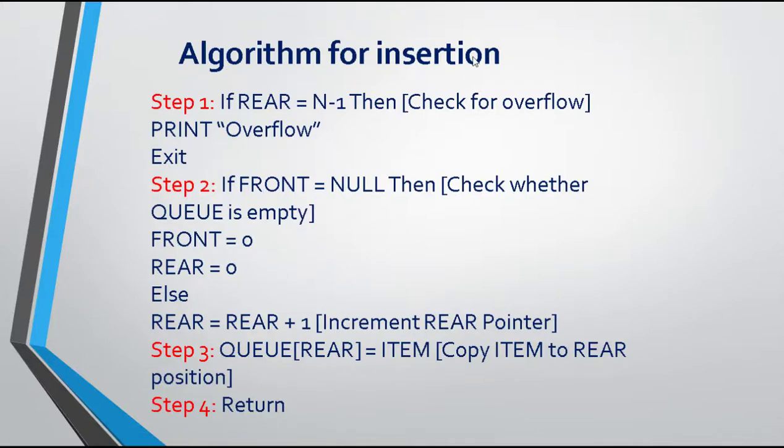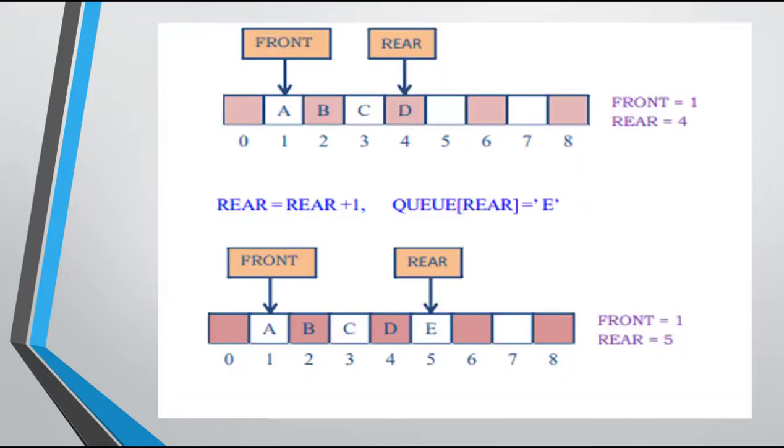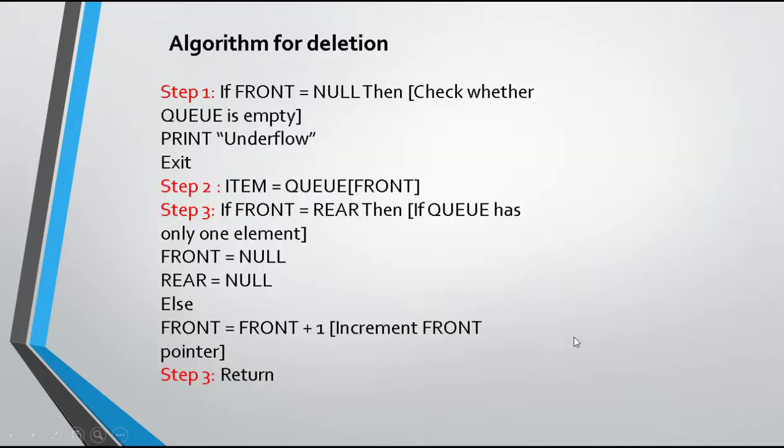Then we studied the algorithm for insertion. What do you mean by insertion? It is enqueue, so an element has been inserted. How is the element inserted? First it will check whether the queue is full. If it is full, it will say overflow. Otherwise it will check whether front is equal to null. If it is null, then it will assign 0 value to front and rear, and then it will assign the value to queue of rear. Otherwise it will increment the rear and then the item will be inserted. So this is the insertion algorithm, and we have already seen the same example.